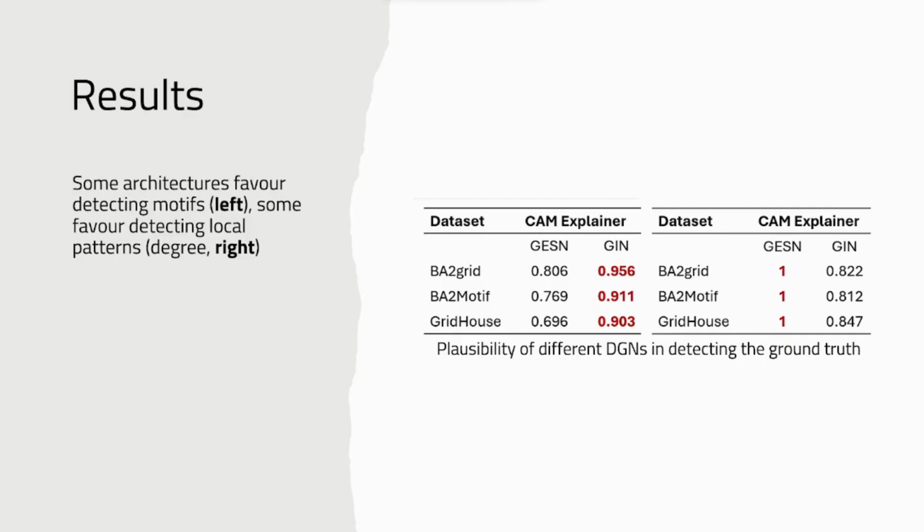Our first result is that we can indeed differentiate between DGNs. Some are better at learning by leveraging the degree pattern, and some others are better at learning by leveraging motifs. This seems to depend on the network architecture, and more specifically on the number of network layers.